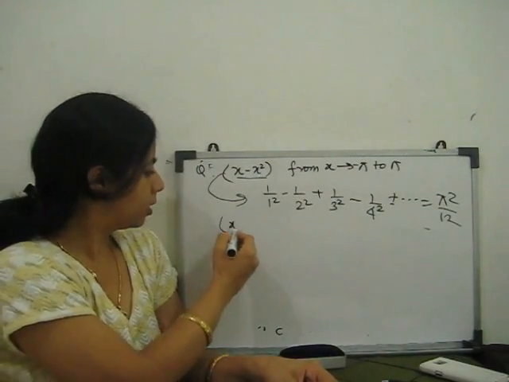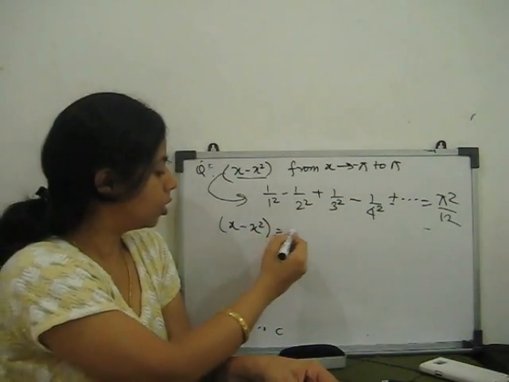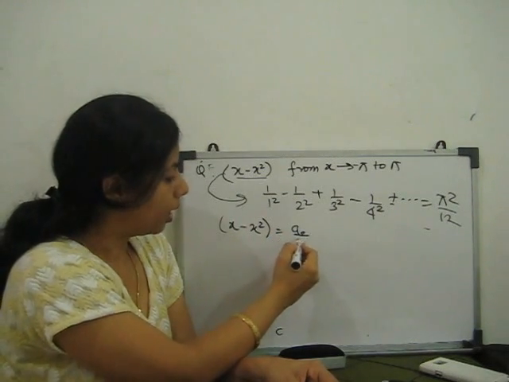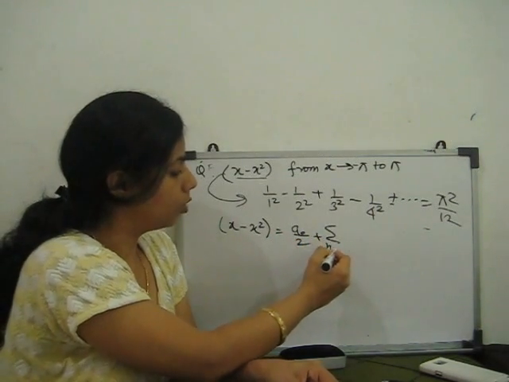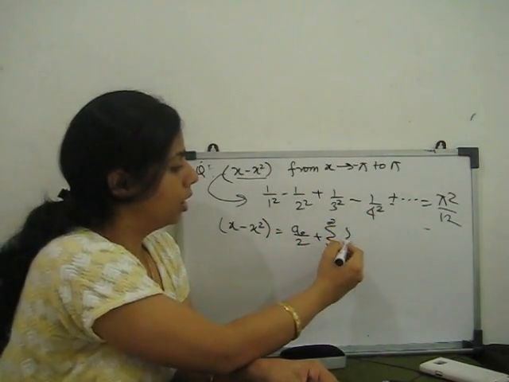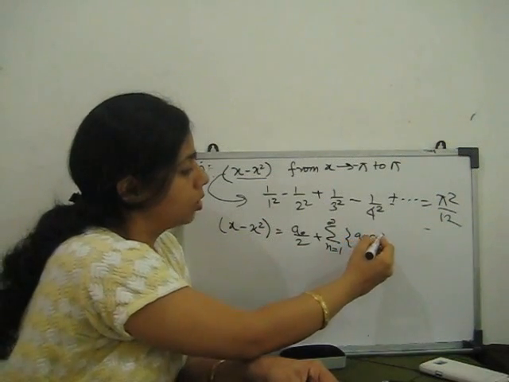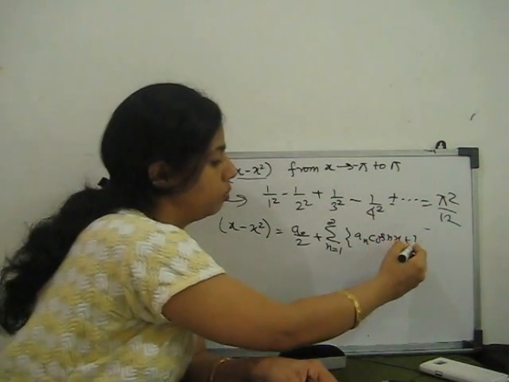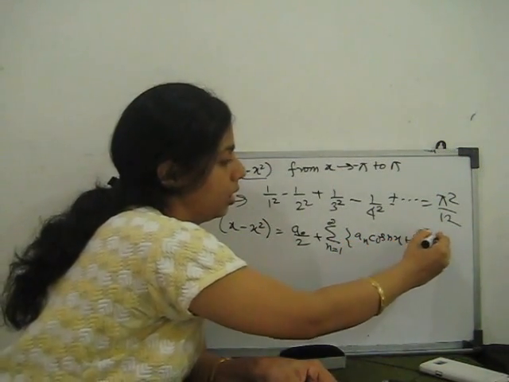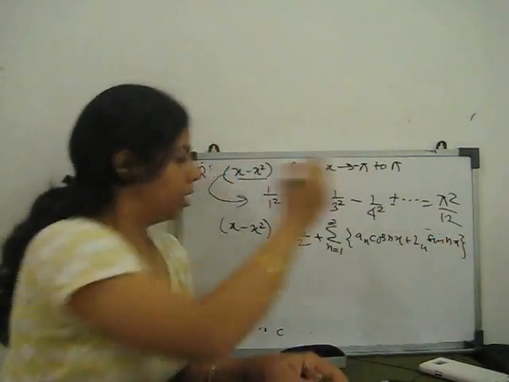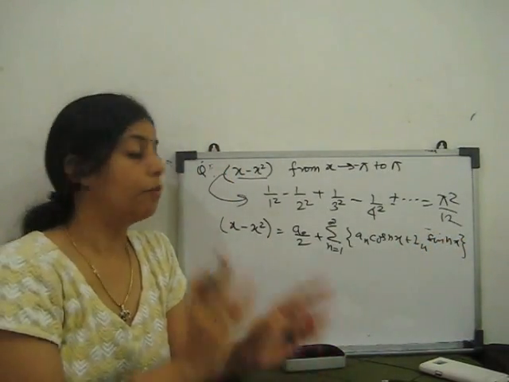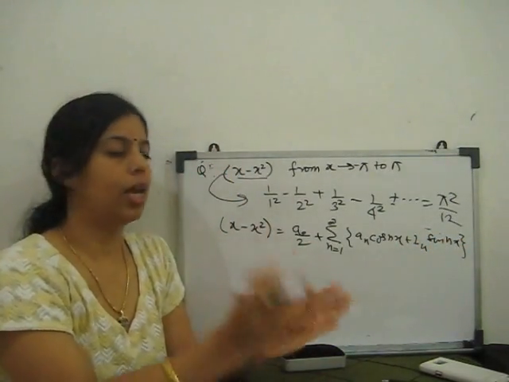Fourier series f(x) = x - x² is equal to a0/2 plus summation n going from 1 to infinity of (an cos nx + bn sin nx). Second step, we have to find out a0, an and bn.